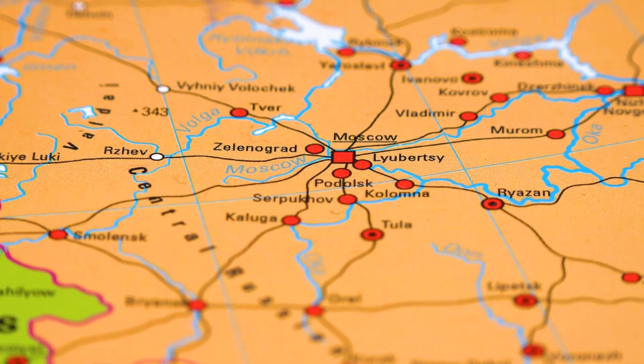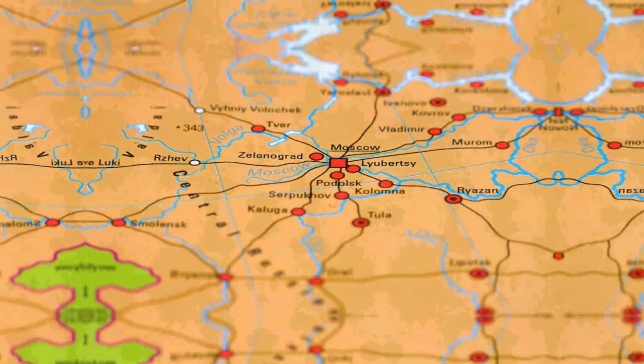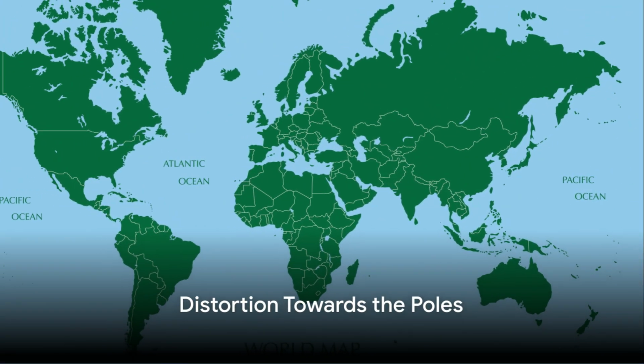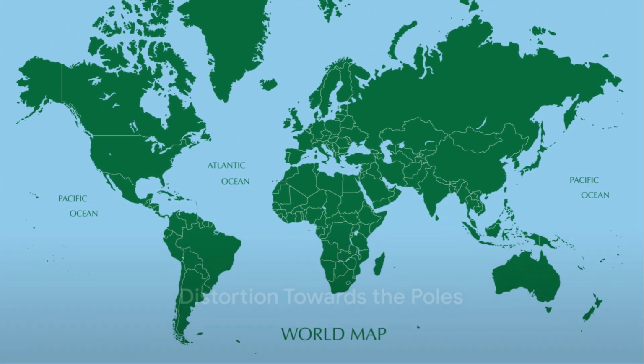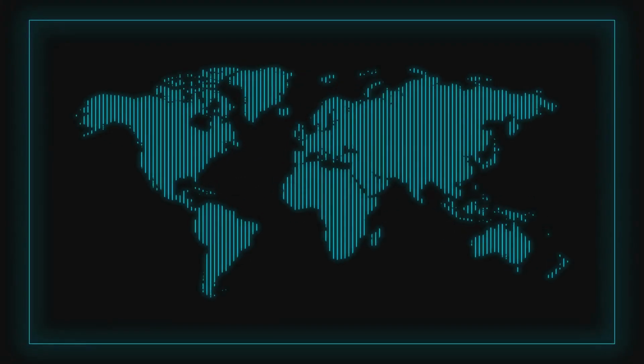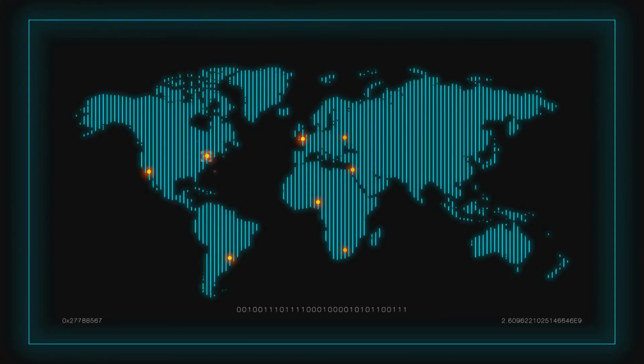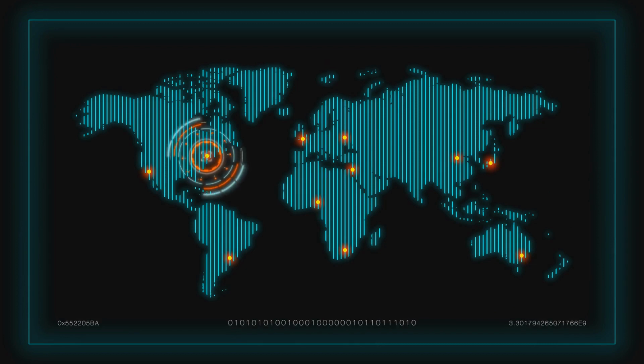Similarly, sea routes are accurately represented, which is why this map is still used in navigation today. However, the further we move towards the poles, the more distorted the sizes of countries become. This distortion is due to the Mercator map's design. It's a cylindrical projection, causing areas near the poles to appear disproportionately large.